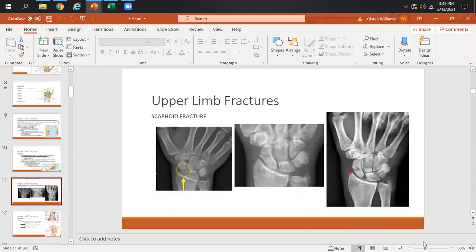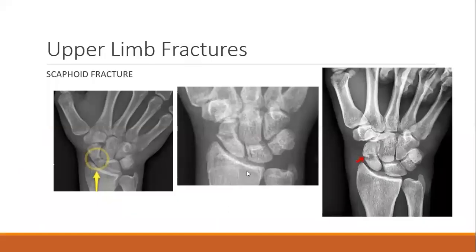Okay, so just to give you an example of x-rays, this is an x-ray of a scaphoid fracture. You can see that here, as well as here, as well as here. It's important to remember that your scaphoid bone is the most commonly fractured carpal bone.